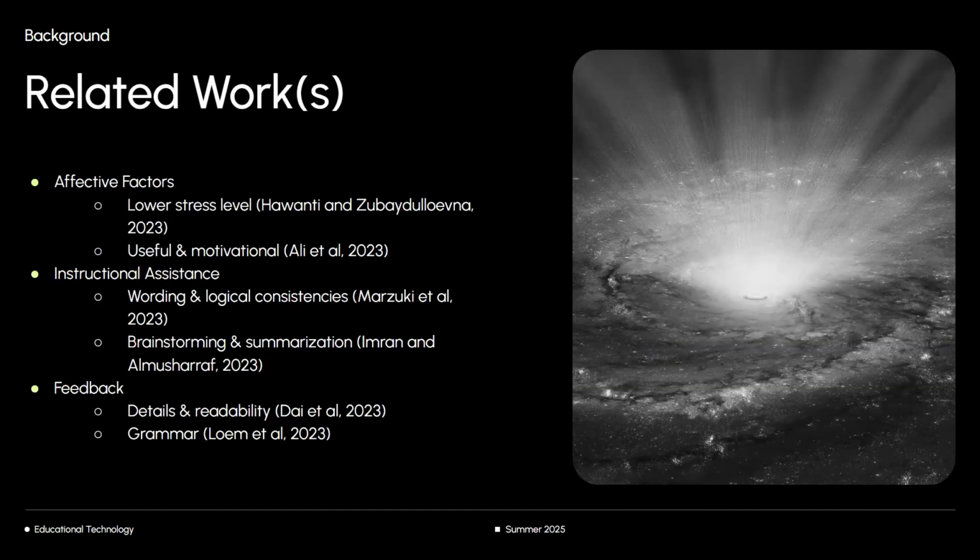According to the research, ChatGPT can have effects on student affective factors such as motivation. Regarding instructional assistance, Marzuki suggested that ChatGPT could improve ESL students' writing by suggesting effective wording and detecting logical inconsistencies. Finally, Dai et al. showed that ChatGPT provided more detailed and readable feedback to students.